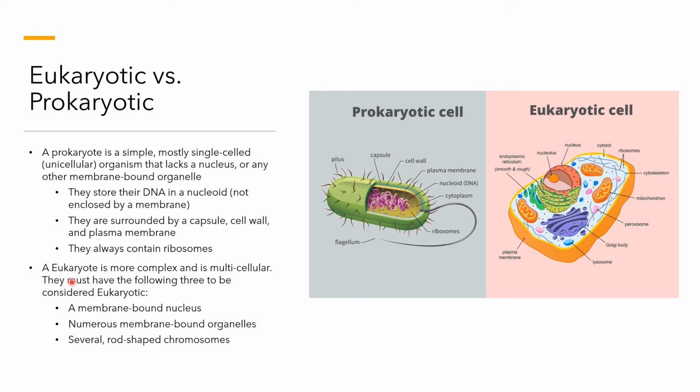A eukaryotic cell is more complex and it is multicellular. They must have the following 3 to be considered a eukaryote. It must have a membrane-bound nucleus, numerous membrane-bound organelles, and several rod-shaped chromosomes, which are going to be inside here.